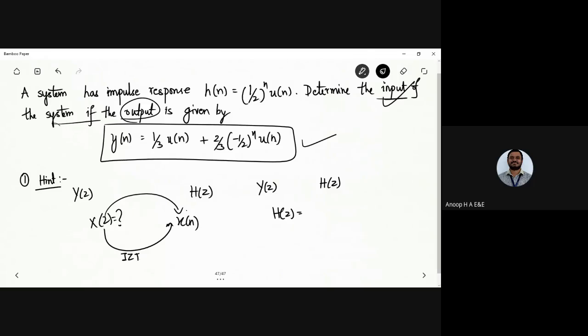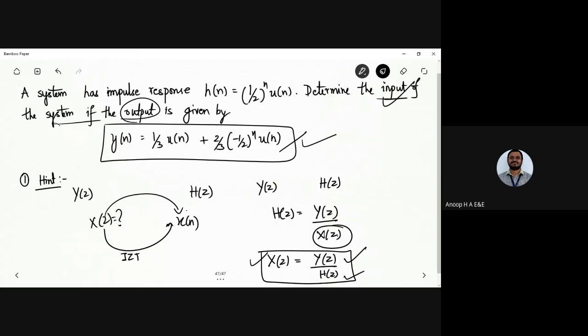H of z is equal to the output y of z divided by x of z. So x of z is to be found out as y of z divided by h of z. It is quite easy to find y of z, and h of z you can generally know as z divided by z minus 1 by 2. It is quite clearly visible to you. Later on you find x of z, and from x of z do the partial fraction method, and later on you find x of n, which is nothing but the input. So this is the input.